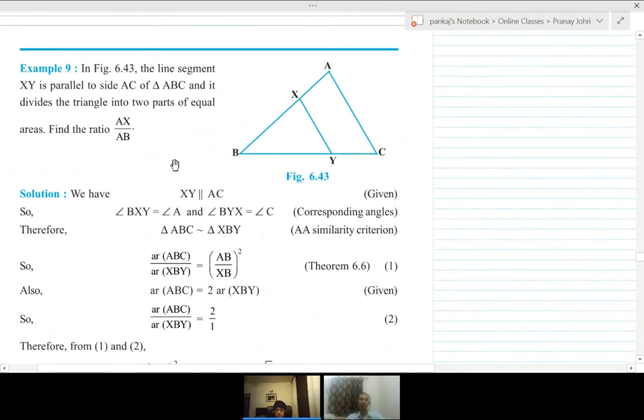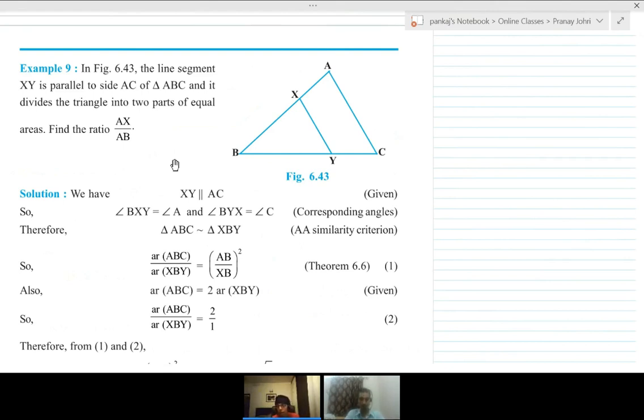Figure 6.43. The line segment XY parallel to side AC of triangle ABC divides the triangle into two parts of equal area. Find the ratio AX by AB.